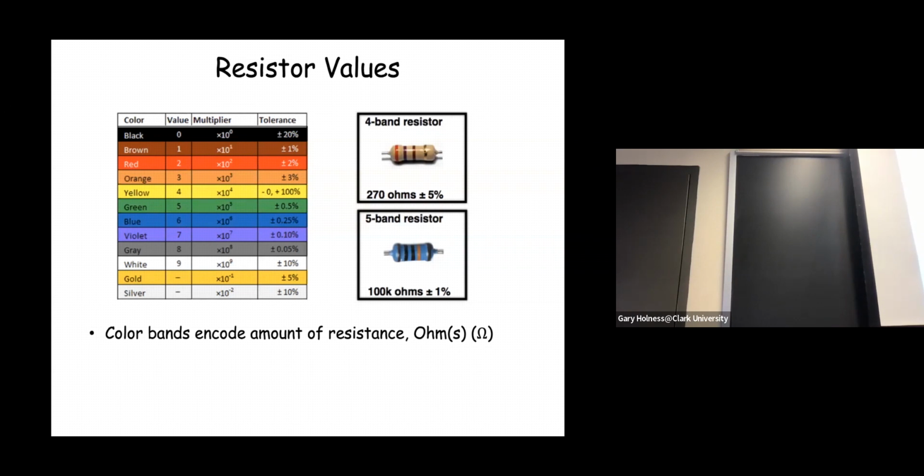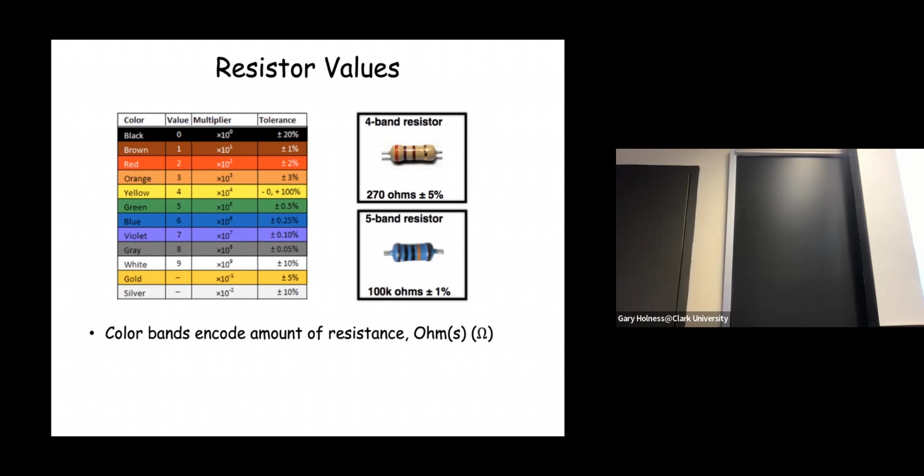And so here, 270 ohm resistor, we have red, which is 2. We have violet, my colors are bad, which is 7. And then we have, looks like brown, which is 10 to the 1. So that's 27 times 10 to the 1, which is 270.